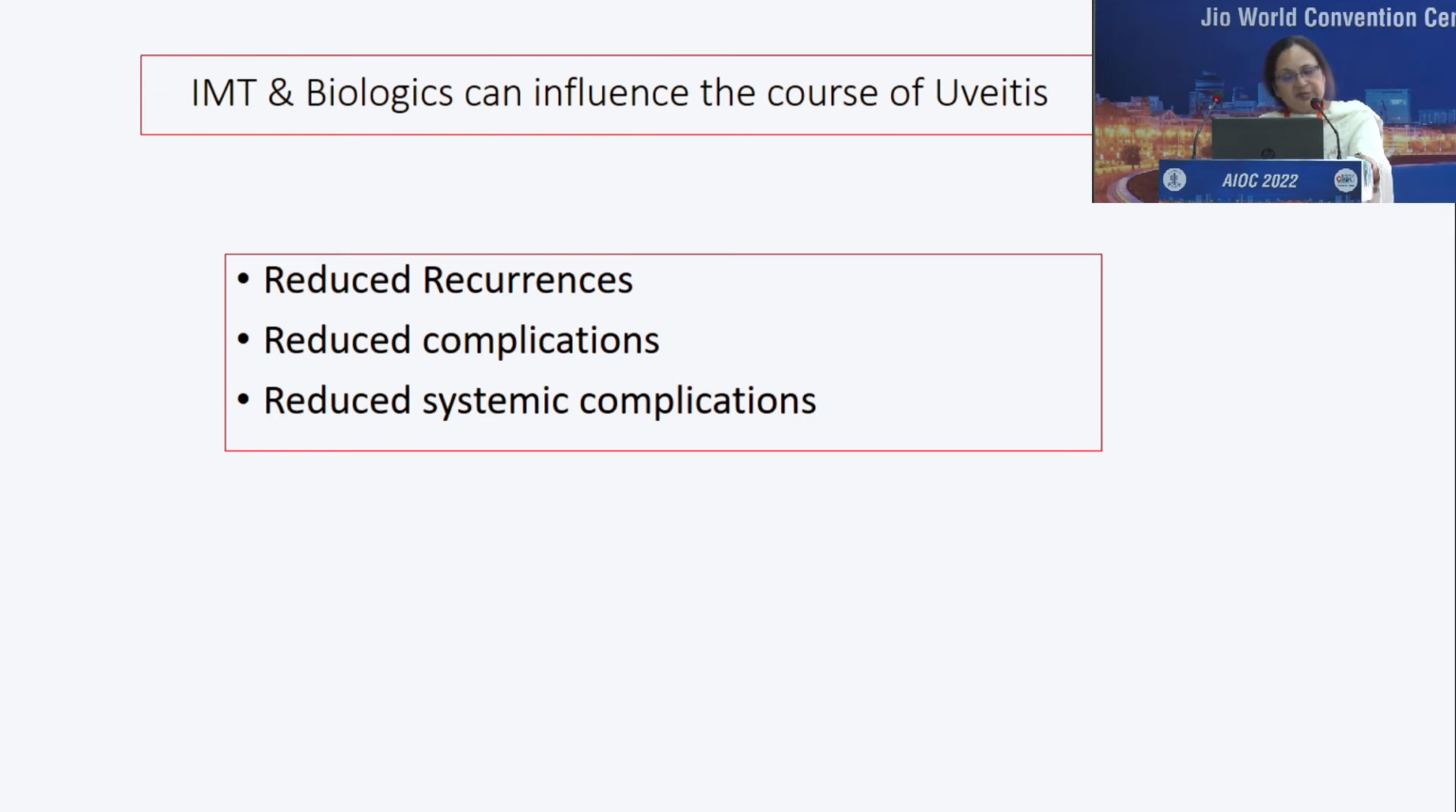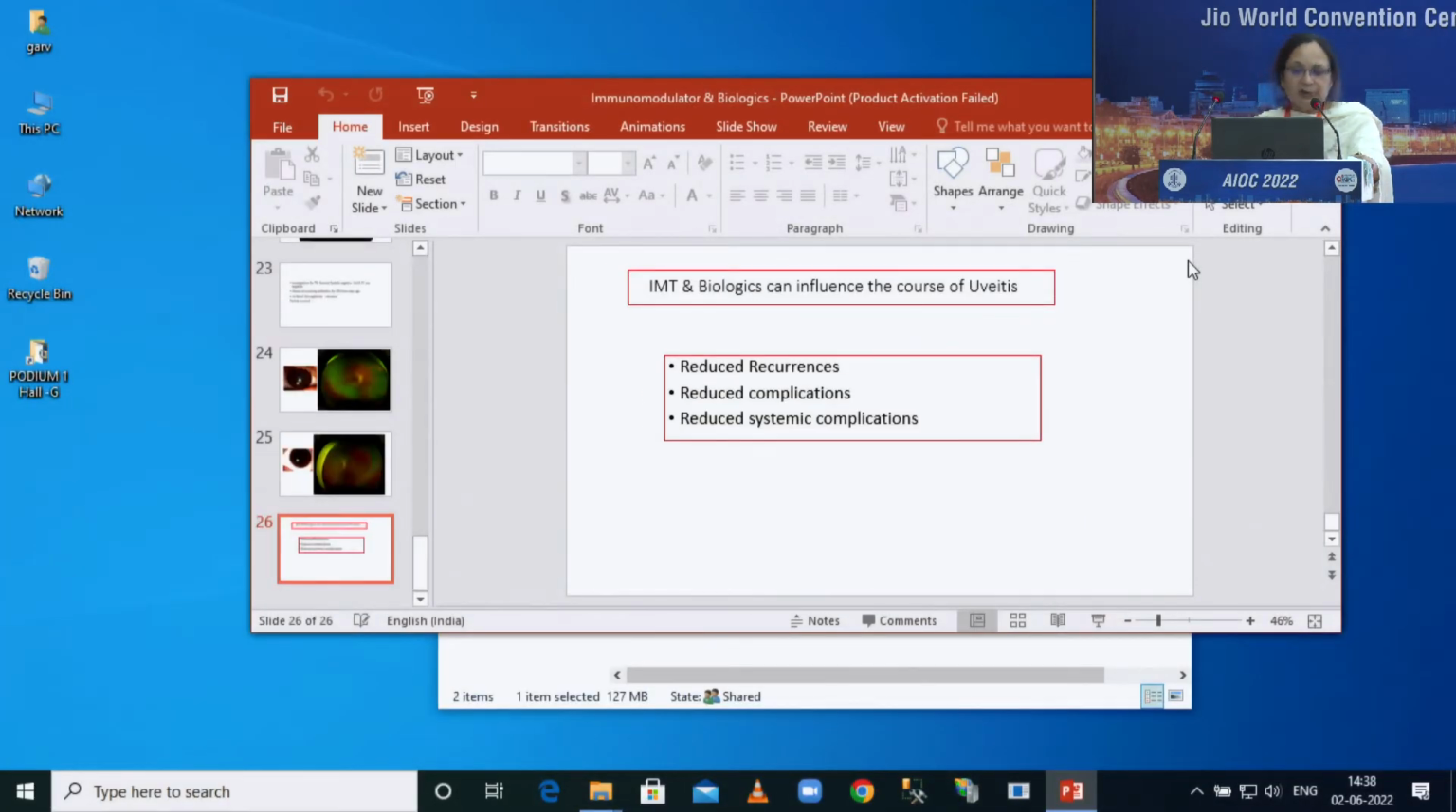So my last slide: do IMT and biologics influence the course of uveitis? Yes, they do, by reducing the recurrences, by reducing the complications, and not only that, by reducing the systemic complications also, because when you are treating them systemically, you are treating the extraocular disease as well. Thank you very much, sir, once again.